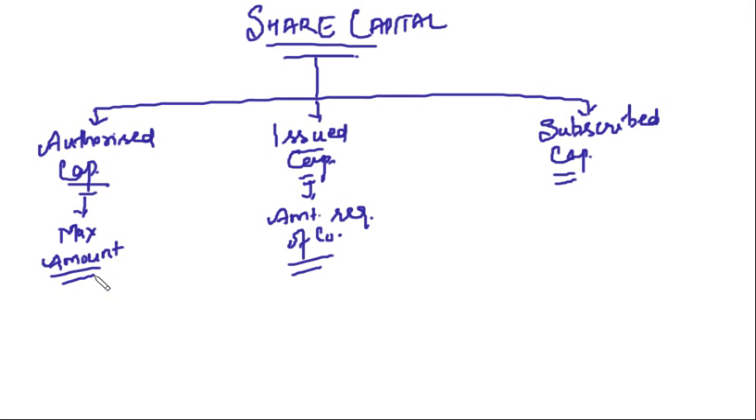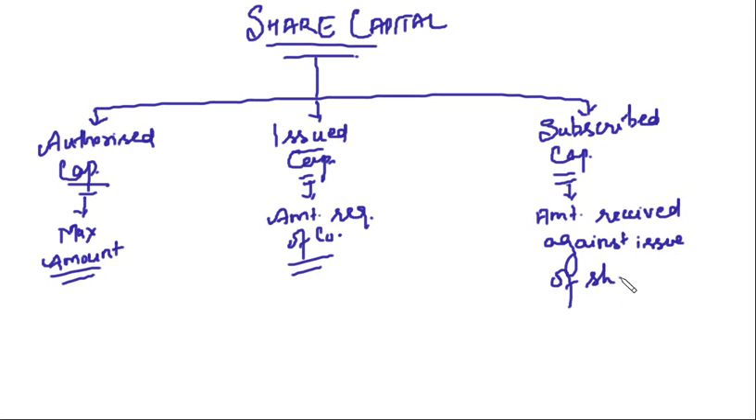Then what is subscribed capital? Subscribed capital is the amount received against the issue of shares. It is the amount that has been paid by the outsiders. The amount you have received from the outsiders is the subscribed capital. That means this much amount of shares they have subscribed. So you are clear with the difference in these three things.